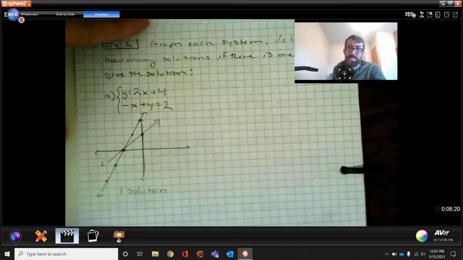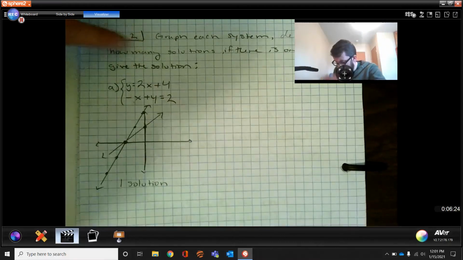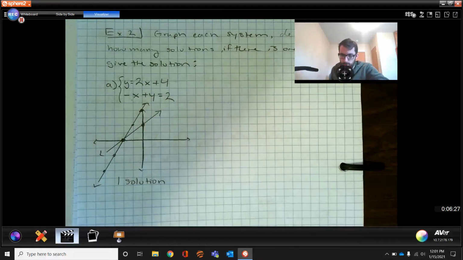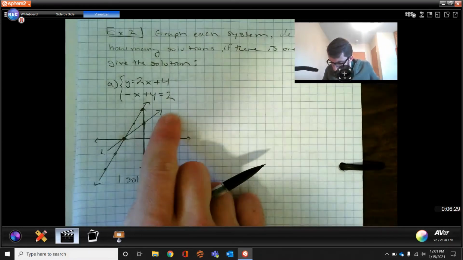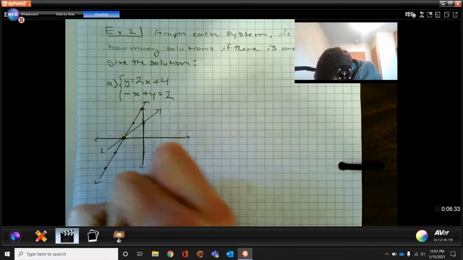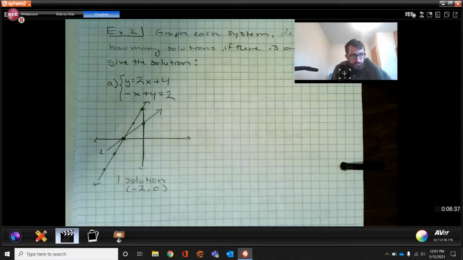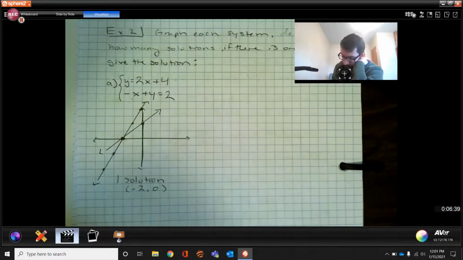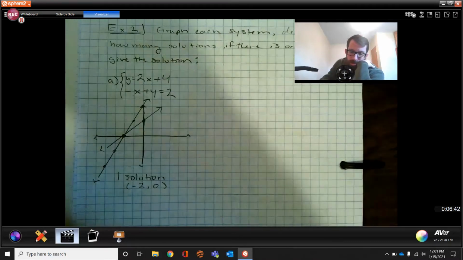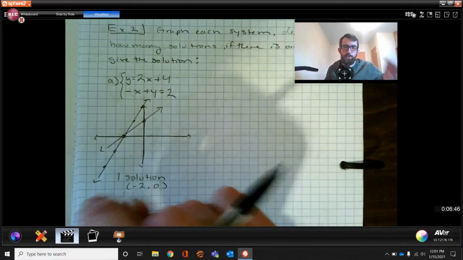Which means that this is a consistent system and they are dependent on one another to find the solution. And our solution here, the intersection, is at negative 2, 0. Okay. Now, one thing that you could do is you could plug these numbers in and check your answer. Even here, you could do it mentally.